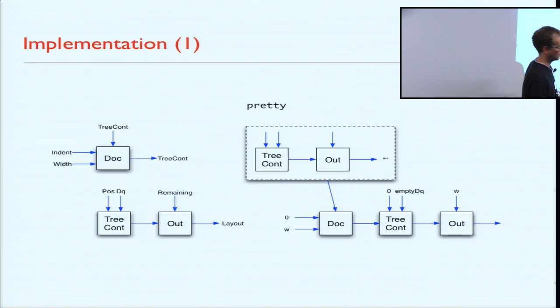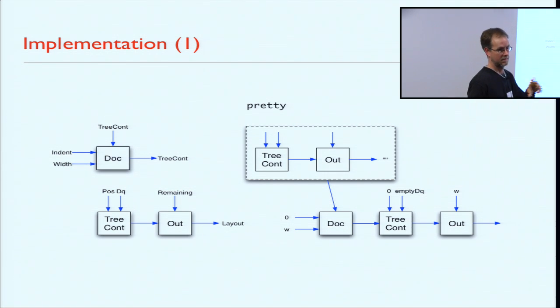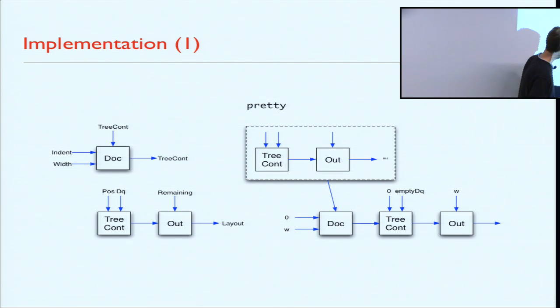The code in the Haskell version, and the Scala one as well, is actually not very long, but it's doing some clever things. You can think of the tree continuation as saying, once I've got one of these, if you tell me where you're up to and what might have been deferred, I can produce something that, when told how much space is remaining, gives me the output. And that's the basic structure.